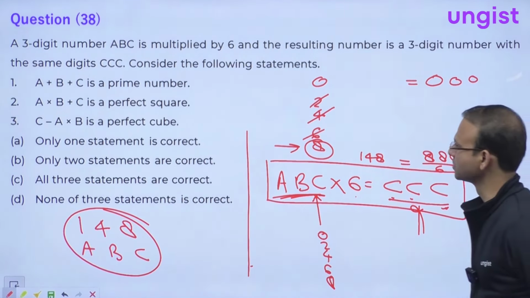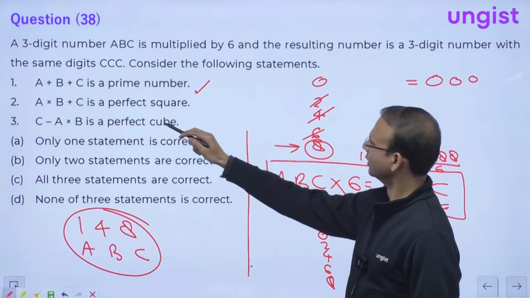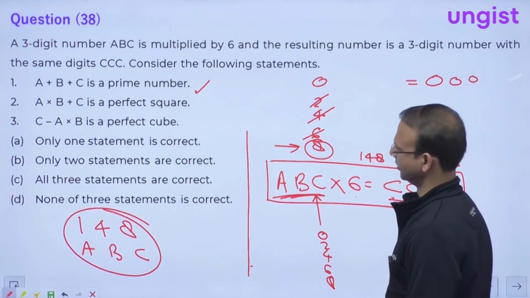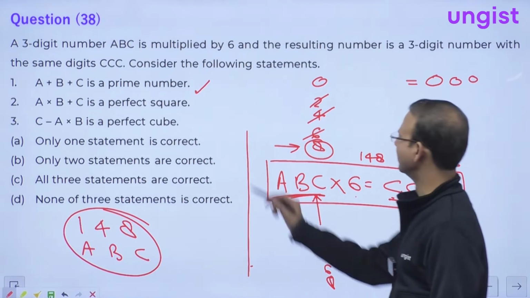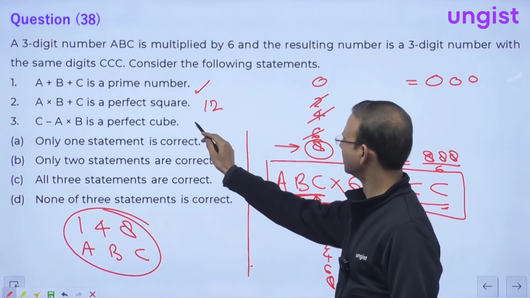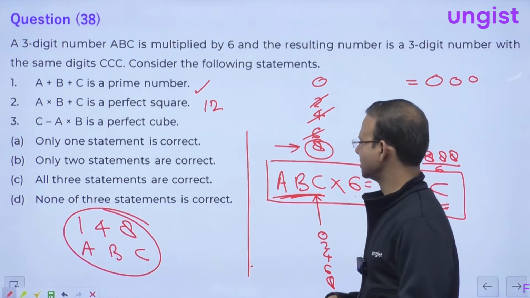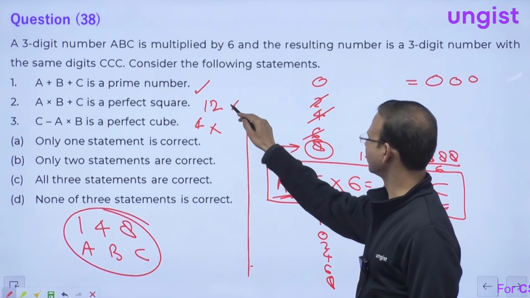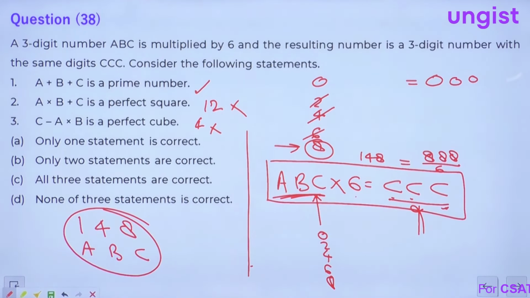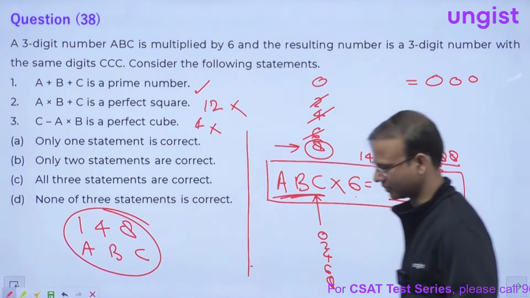A plus B plus C is prime. The sum is 13. A into B plus C is coming as 12. C minus B is 4. This is not a perfect cube. This is not a perfect square. Only one statement is correct, yes, the prime number. Clear, guys? Okay.